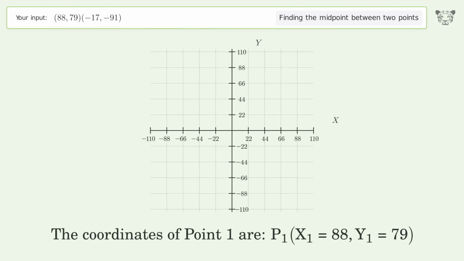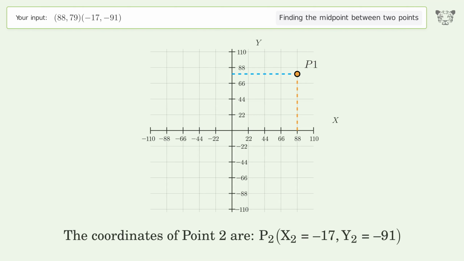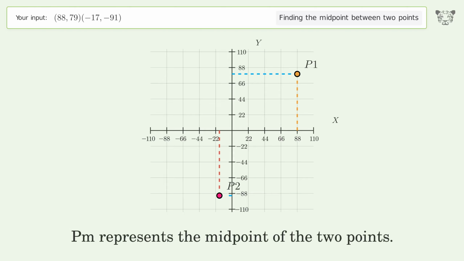The coordinates of point 1 are, x1 equals 88, y1 equals 79. The coordinates of point 2 are, x2 equals -17, y2 equals -91. PM represents the midpoint of the 2 points.